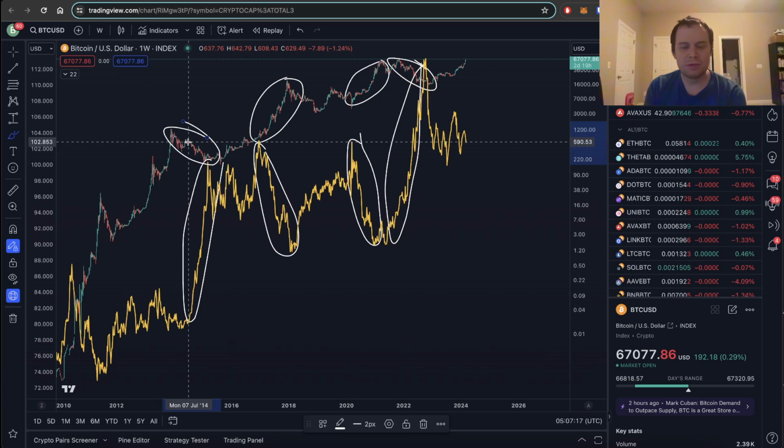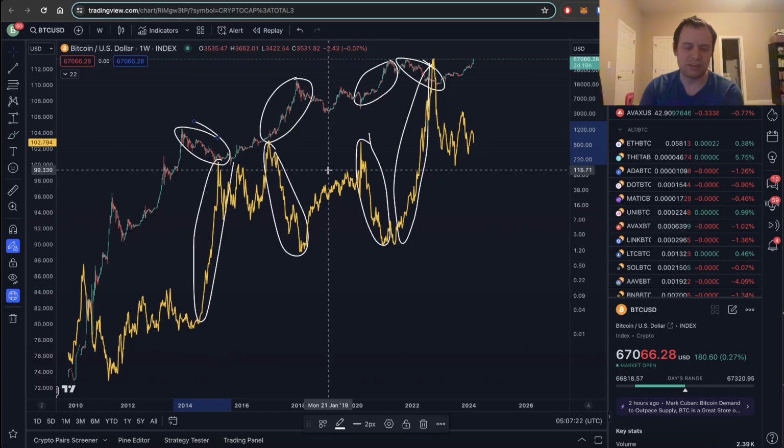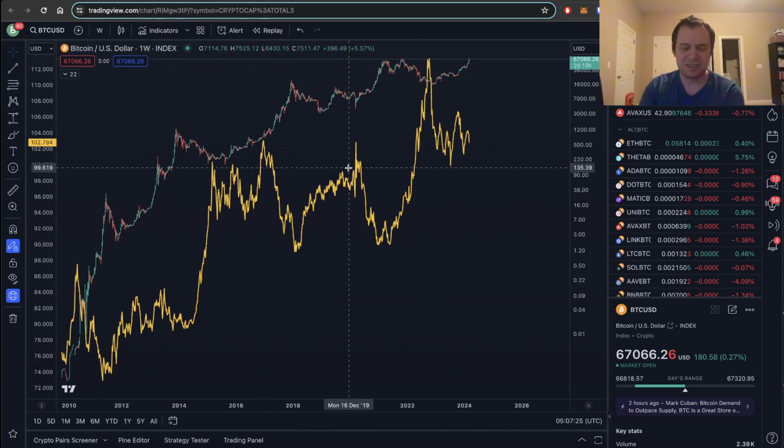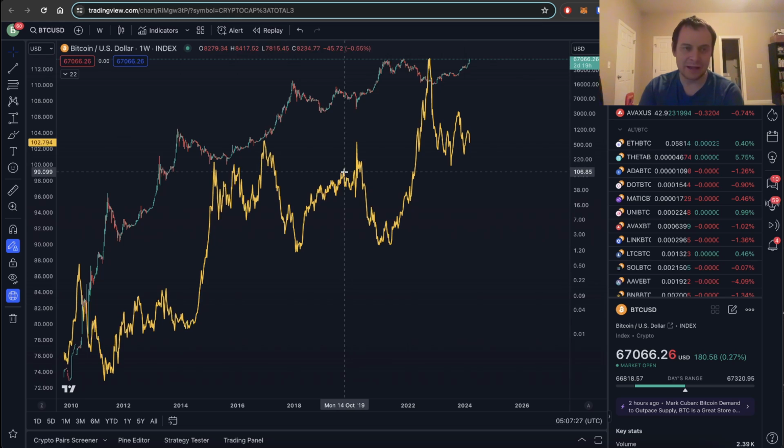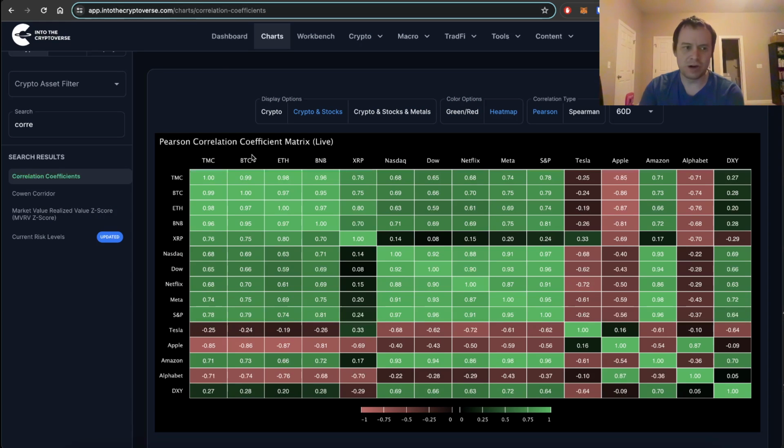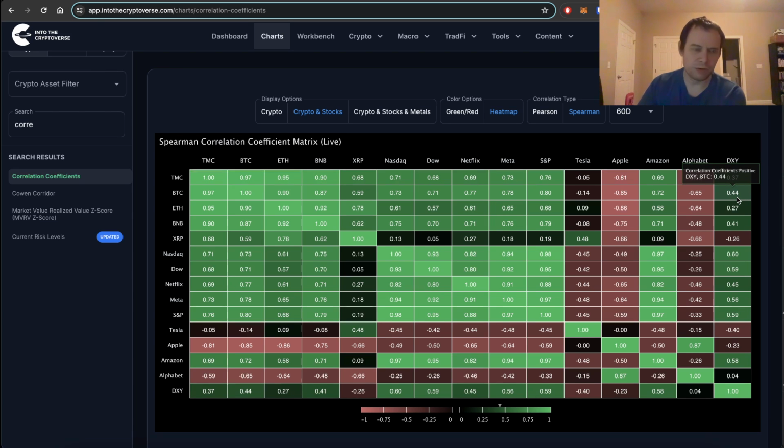But what's interesting is that despite how it looks, and it certainly seems like they're inversely correlated, that's not always true. The way to check that is to go over to a Pearson correlation coefficient matrix and look at Bitcoin's correlation to the dollar, and you can see that it's 0.28. So it's not highly positively correlated, it's not highly negatively correlated. It's near zero. If we go look at the Spearman correlation coefficient for it, it's about 0.44, so a little bit more slightly positive.